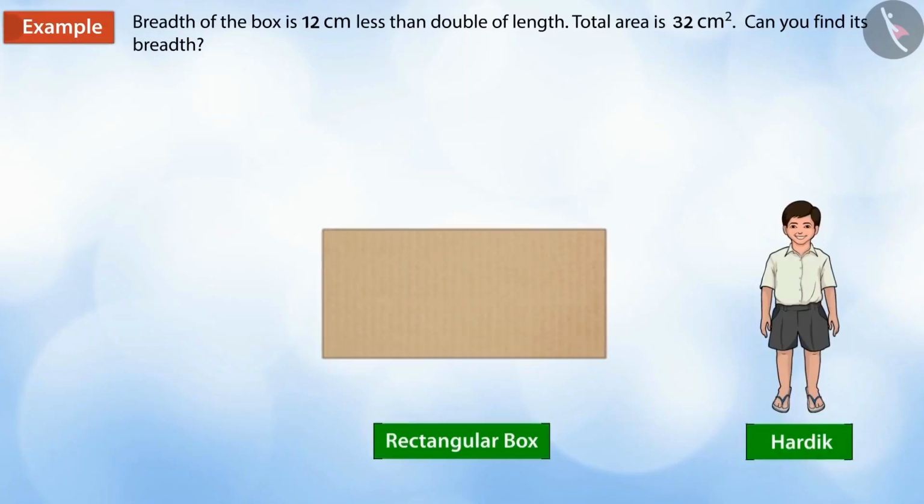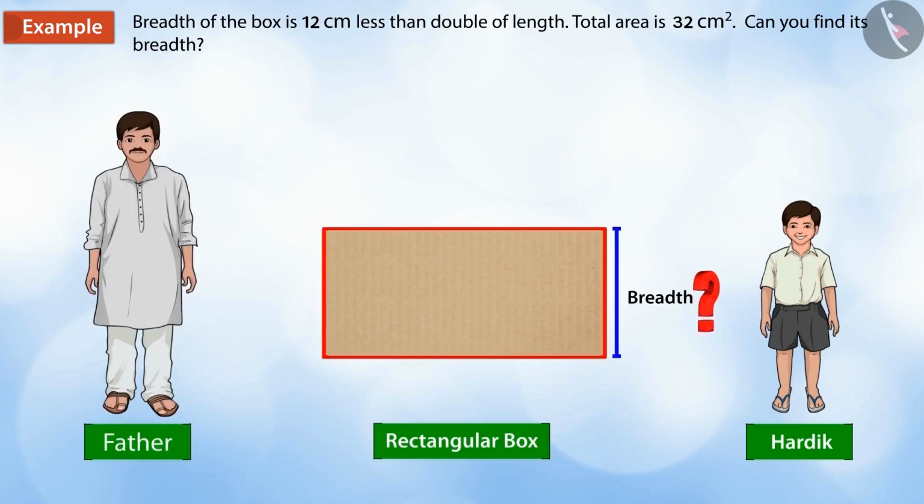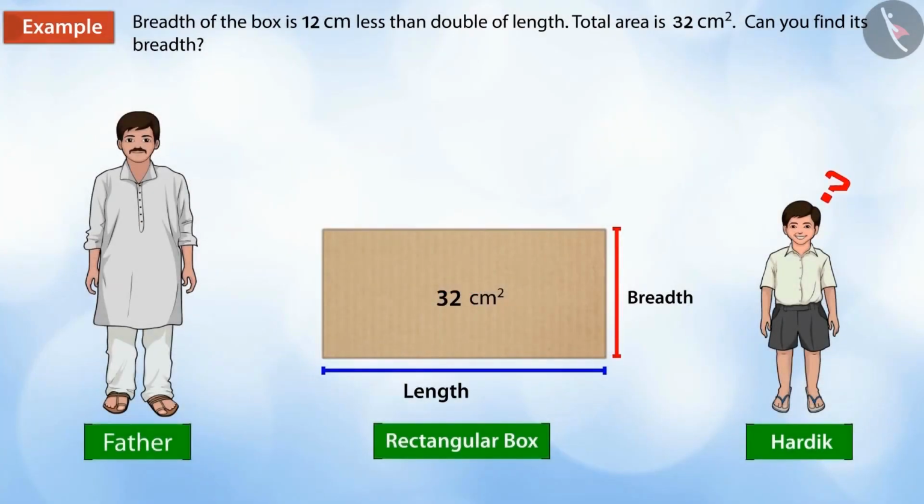After looking at a rectangular box, Hardik asks his father how much the breadth of this box is. His father says he doesn't know the breadth, but he knows that the breadth of the box is 12 cm less than twice its length, and that the area of the box is 32 square centimeters. So can you find its breadth? Will you help Hardik find the breadth of the box?